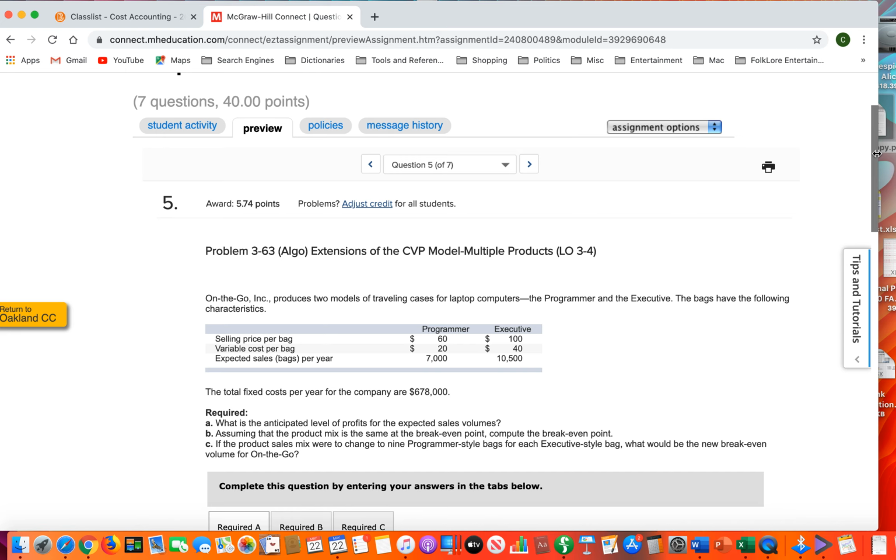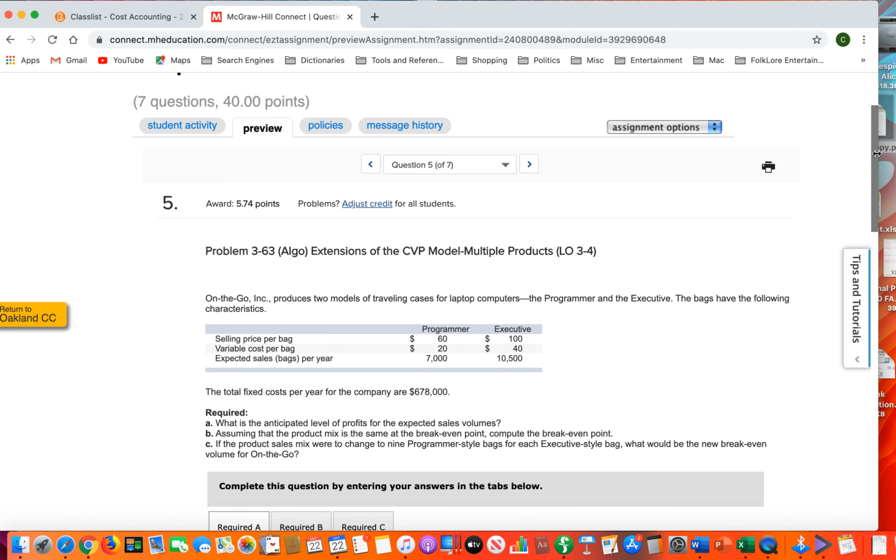So, if you take the total number of bags, which is 17,500, the programmer bags are 40% of that. If you take 7,000 and divide it by 17,500, you'll get 0.40. And if you take 10,500 divided by 17,500, you get 0.60. So the programmer bags are 40% of sales, and the executive bags are 60% of sales.